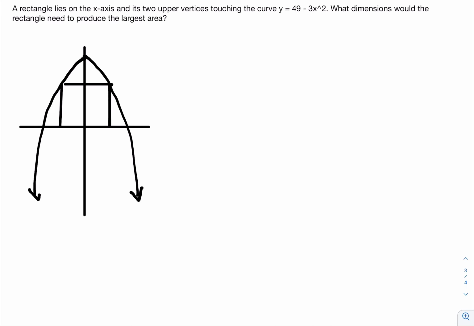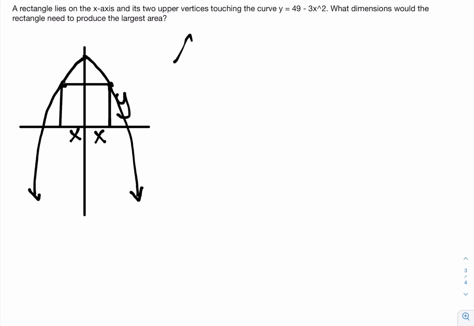Okay, so now that we have this, and we know that the vertices are right here, we can call each of these lengths x, and the height of this rectangle is just going to be equal to the height of the function, right? Because it's touching the curve. So its height, we can just call it y, because the height is just the y value at that given x value.